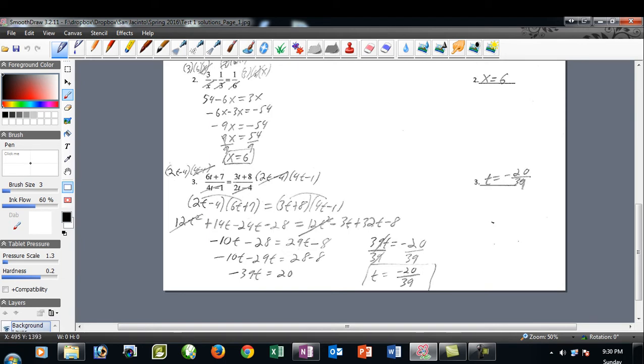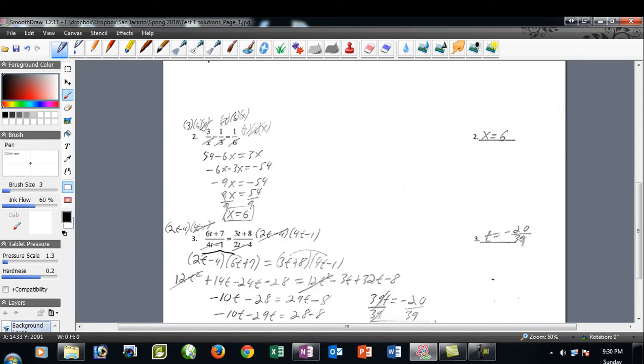Let me grab the highlighter real quick so you can see what I'm talking about. Don't forget your dance lines right here, right here. Distribute, letters left, numbers right. T equals minus 20 over 39.